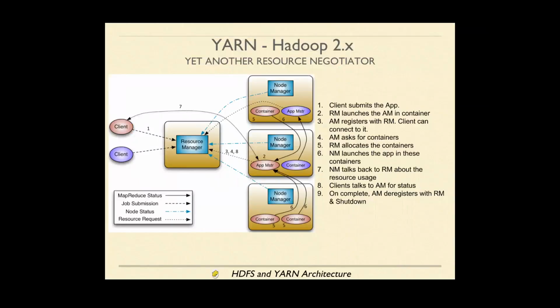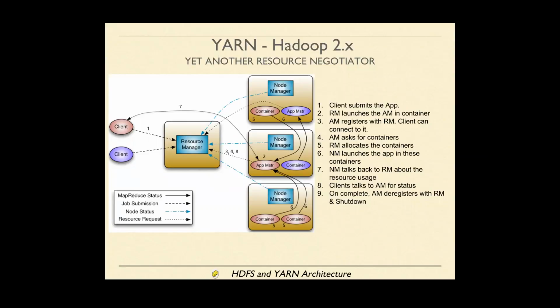Now I'm going back to our diagram. So the client submits the request to the resource manager and says, hey, this is what I want to get done. I want a head office. Then the head office gets established in one of the containers. A container is a kind of virtual machine which ensures that this particular application does not violate the terms, meaning it should not go beyond a certain memory, should not consume more than this much CPU, and so on.